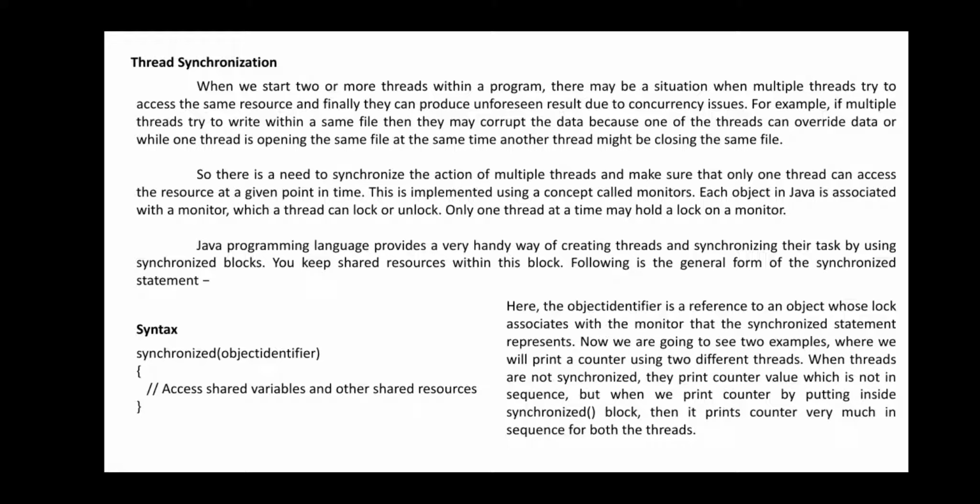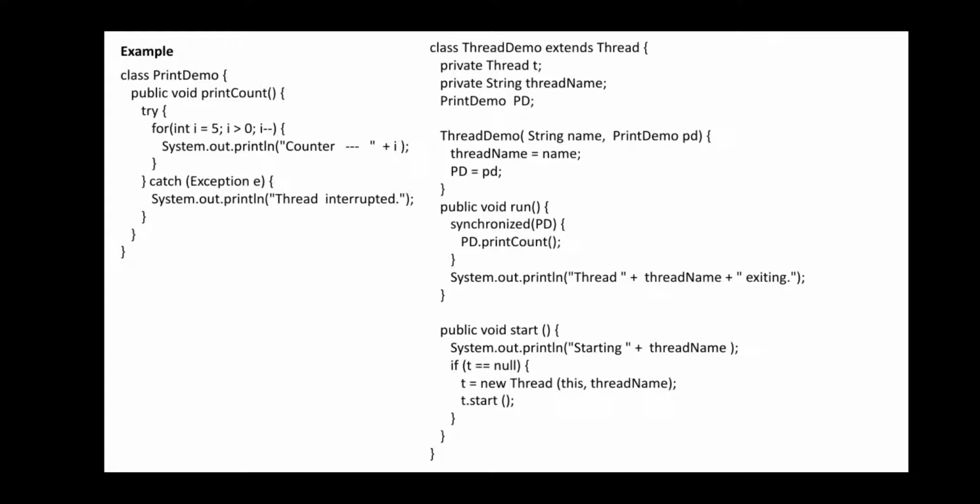You keep shared resources within a block. Following is the general form of the synchronized statement, the synchronized function. So synchronized is a function which is going to take an object identifier, and where we are going to place the shared information to be executed according to the actions given by the synchronization. So we are going to have a simple example.